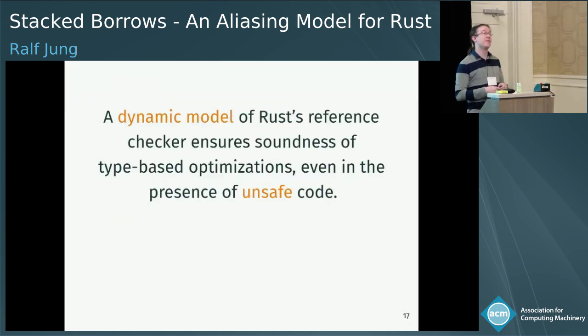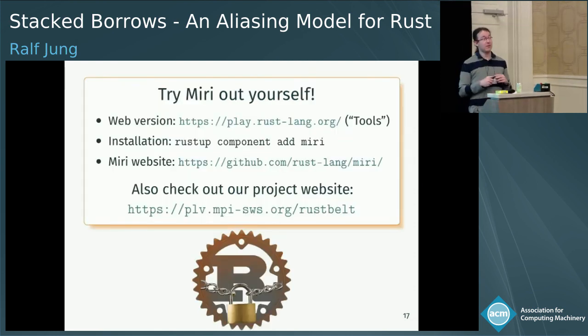So this brings me to the end of my talk. I presented Stacked Borrows, which is a dynamic model of a Rust reference checker that can be used to ensure that intraprocedural type-based analyses are sound, even in the presence of unsafe code. If you want to play around with this, you can find Miri online in the official Rust playground or the distribution, and you can find more of our Rust work on the RustBelt website.